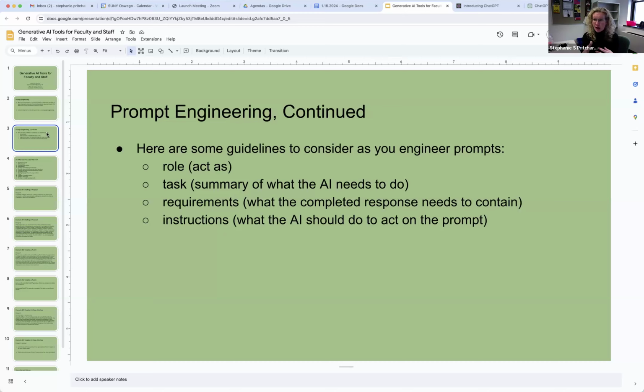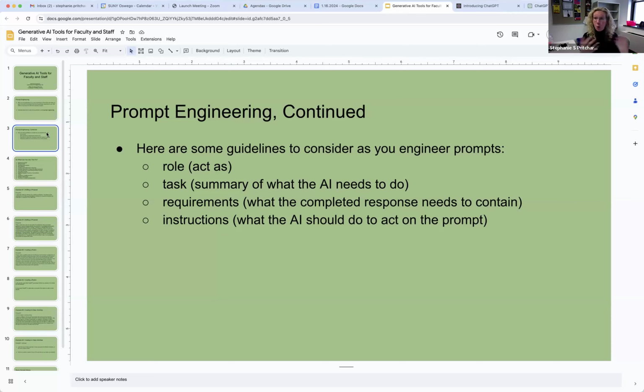So as you are prompt engineering, you want to tell the AI what you want it to be or what you want it to do. So, if I am an undergraduate student, then I might say, act as an undergraduate student who is taking a course in physics, right? That would be a good way for me to begin, so the AI knows how it should sound.